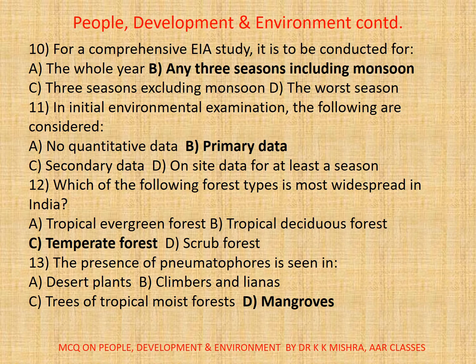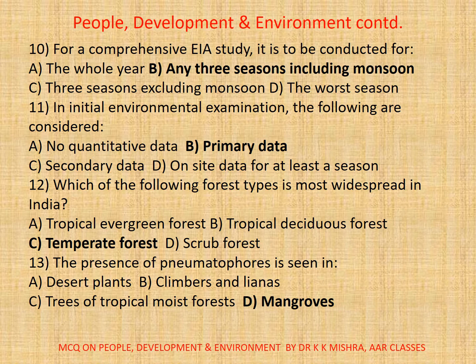10. For a comprehensive EIA study, it is to be conducted for, correct option is B, any 3 seasons including monsoon. 11. In initial environmental examination, the following are considered as, correct option is B, primary data. 12. Which of the following forest types is most widespread in India? Temperate forest. So correct option is C.